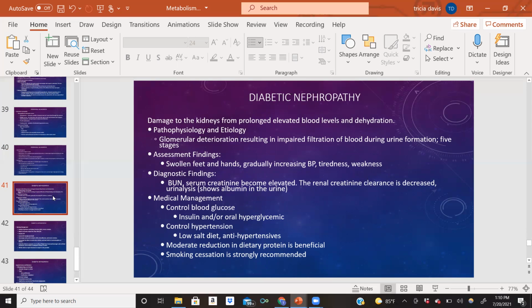So for medical management, we want to help control that blood glucose. We want to give insulin and/or those oral hyperglycemics. We want to control their hypertension, so we want to administer antihypertensives if they have them ordered. We want to make sure they're on a low salt diet, and then a moderate reduction in their dietary protein. Remember, we talked about the albumin levels. And then smoking cessation is going to be strongly recommended.